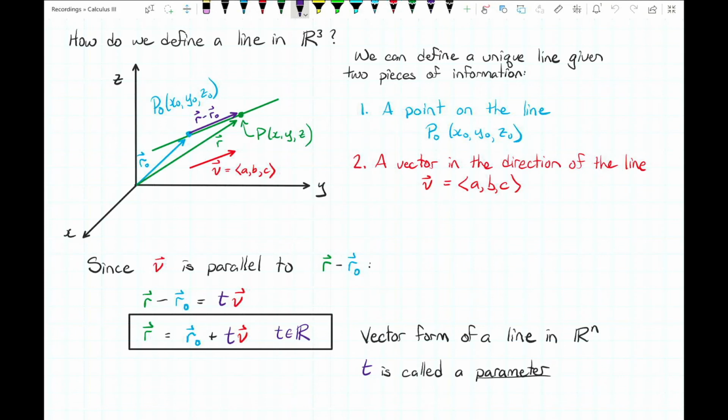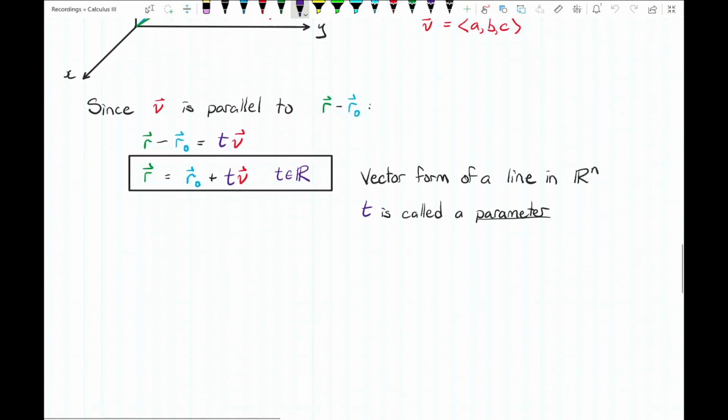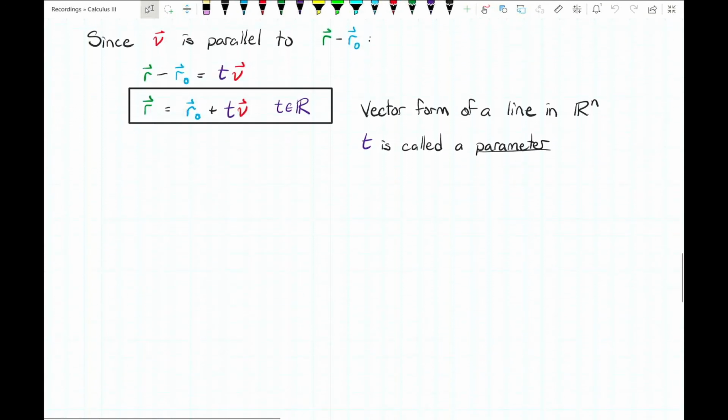Now, once again, if you don't like this vector form of that line, then we can try to see how we turn this into a scalar form, and that might make a little more sense depending on your intuition. In three-dimensional space, r is going to be the position vector of an arbitrary point, x, y, z, and r naught is the point that we are given, x naught, y naught, z naught. Our vector v has the components a, b, and c in three-dimensional space. And this is a vector equation.